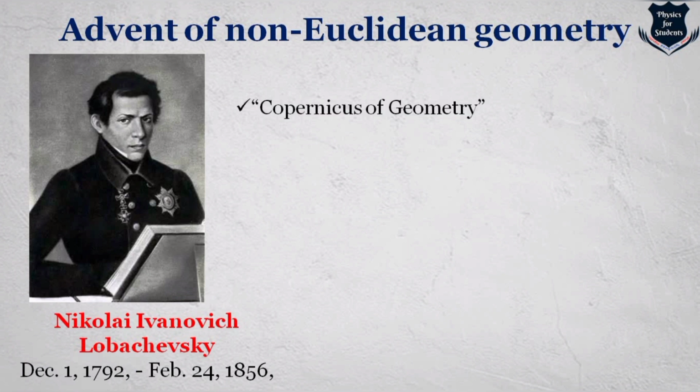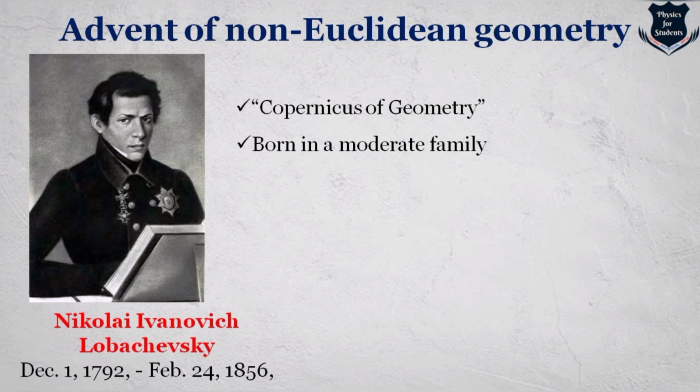He is rightly considered by William Kingdon Clifford, the founder of Clifford algebra, as the Copernicus of geometry, because when we think of Copernicus, his foundations and discoveries revolutionized astrophysics and astronomy. So Lobachevsky's contribution to geometry earned him the title the Copernicus of geometry.